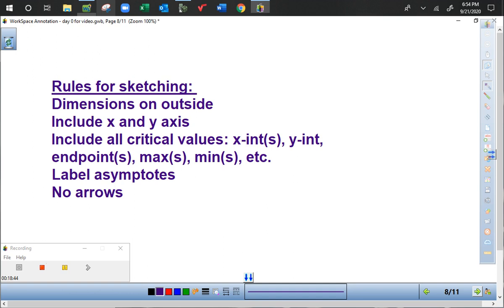Okay, so we want to label any x-intercepts and y-intercepts if they're there. Endpoints, this is for like a square root function. Okay, it looks like a graph like that. So an endpoint would be important, or maximums, minimums if they occur. If we have any graphs with asymptotes, we're going to label those. And then we won't put any arrows on them, even if they go on forever, kind of like here. We're only going to choose a window of the viewing, so we want to just say that this is almost a screen clipping of our calculator.